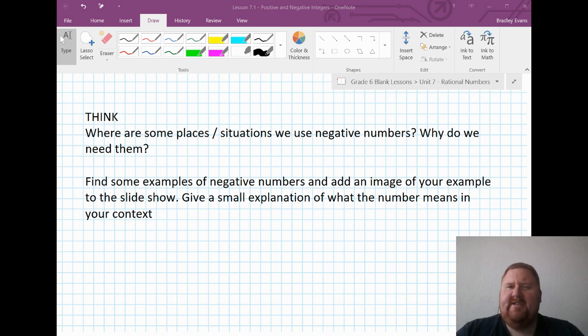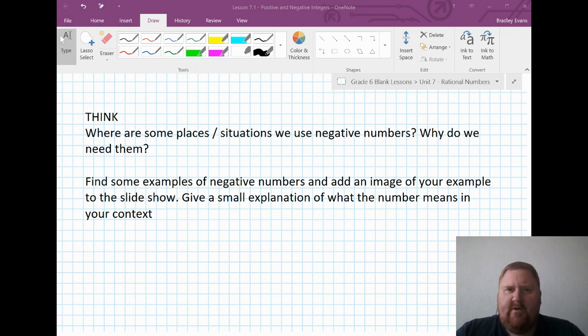Okay, so now you've had a chance to have a look at an example of where you might see a negative number. I'd like you to do some more thinking here. Where is a place or an example that we might use a negative number? I'd like you to pause the video and look around your home or look around outside and think about where you might use a negative number. Why do we need them? Why do they exist? What are they trying to explain or describe to us?